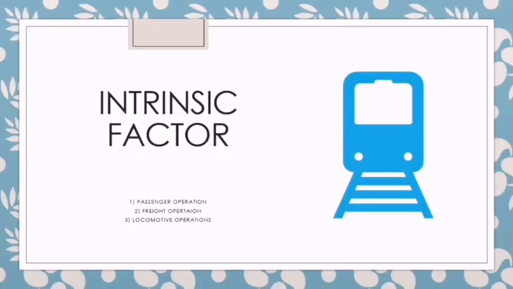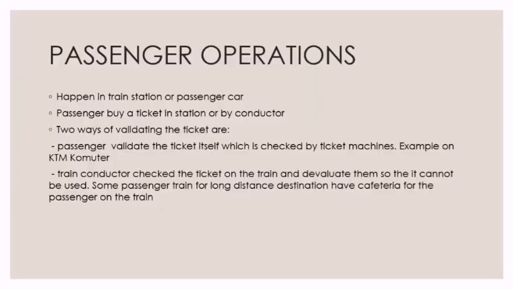Rail operation has three different types, which are passenger operation, freight operation, and locomotive operation. Passenger operation: most public transport passenger operation happens in the train station and in the passenger car. The passenger buys a ticket either in the station or on the train, sometimes at a higher fare. There are, generally speaking, two ways of validating a ticket. The first way is for the passenger to validate the ticket himself by perforating it, for instance, which is randomly checked by a ticket controller.